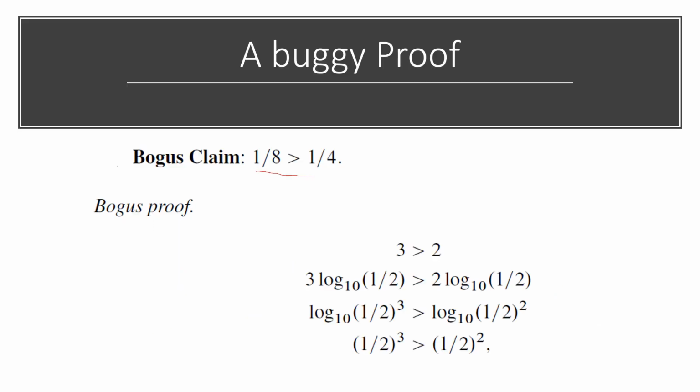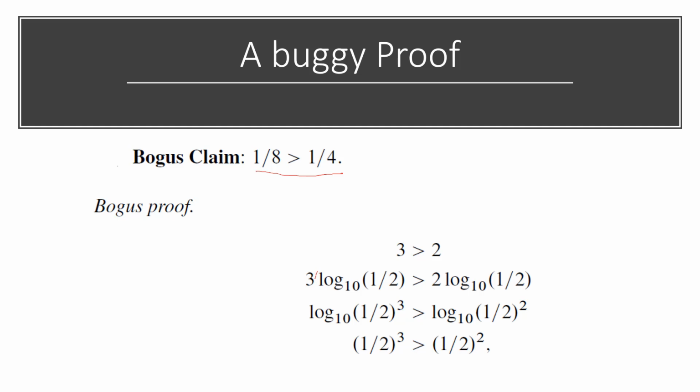Now this is a bogus claim, 3 greater than 2 and so on. The reason this is a bogus claim, I'll give you a little bit of chance to think about it, why it's a bogus claim. Of course, the outcome is not right, so there must be something wrong in our proof.